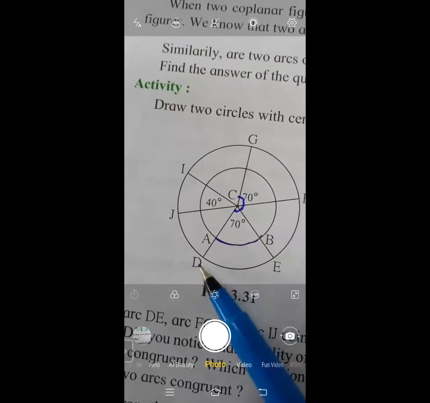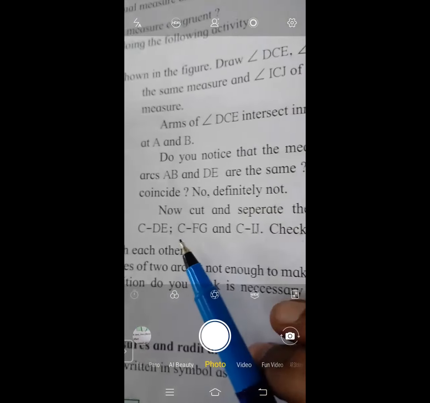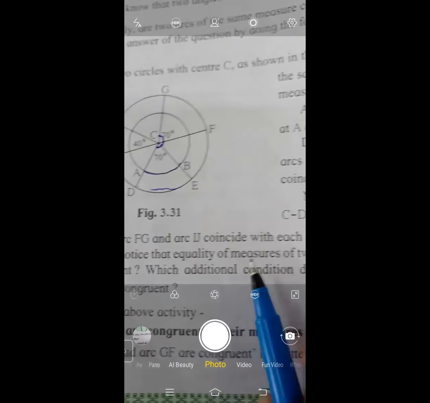Do you notice that the measures of the arcs AB and DE are the same? This is the AB arc and this is DE. Are they the same? Do they coincide? No, definitely not. Now cut and separate the sectors DCE, FCG and ICJ. Check whether arc DE and arc FG coincide, and whether arc IJ coincides with them.